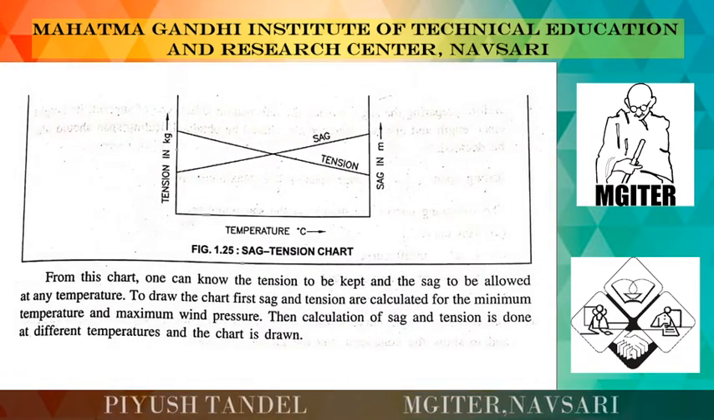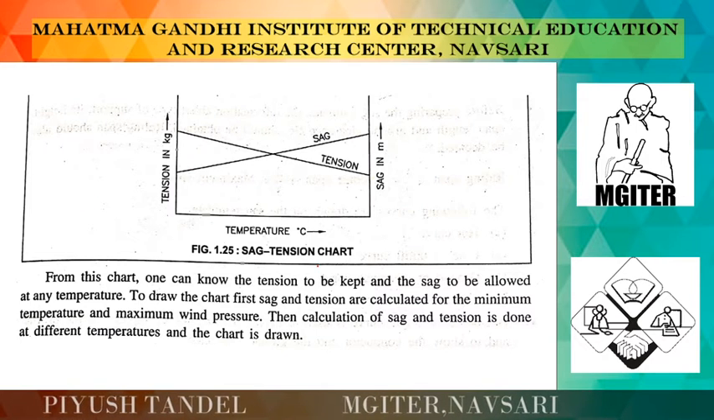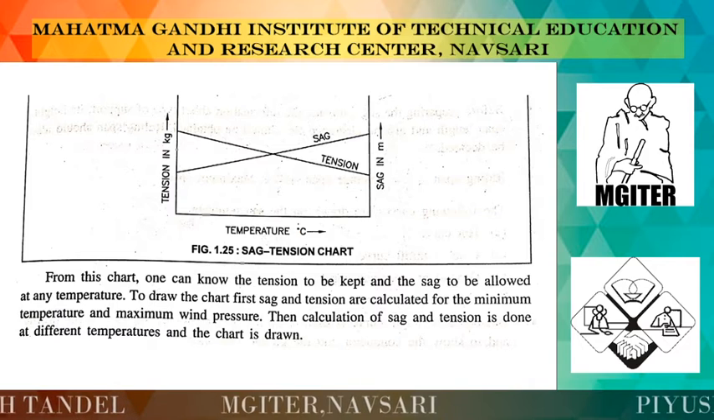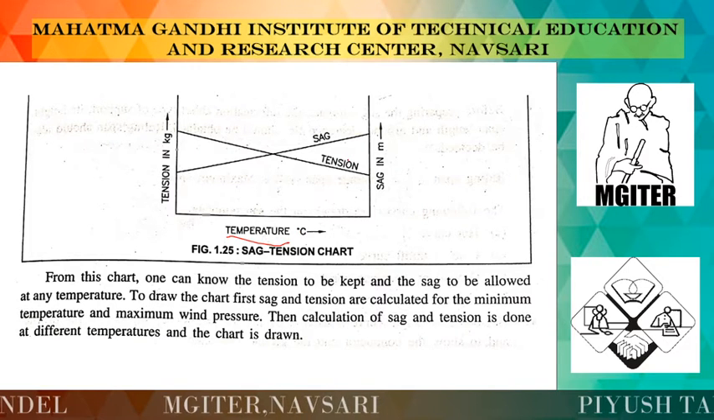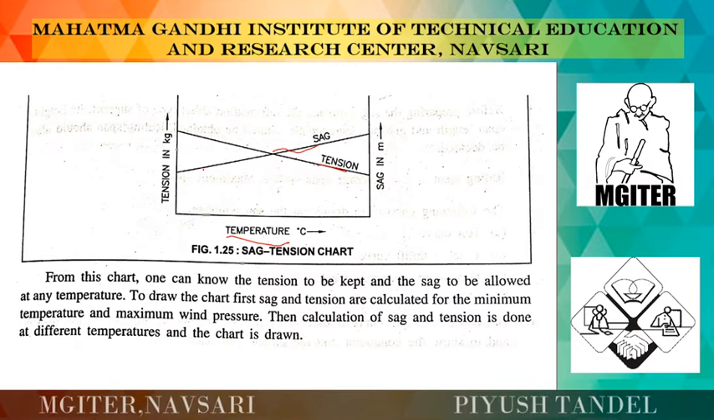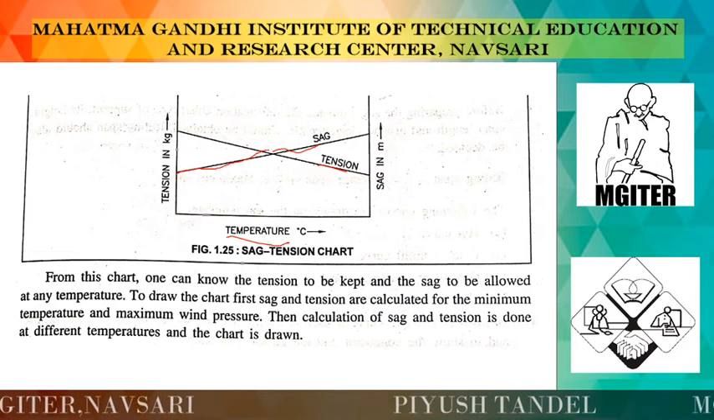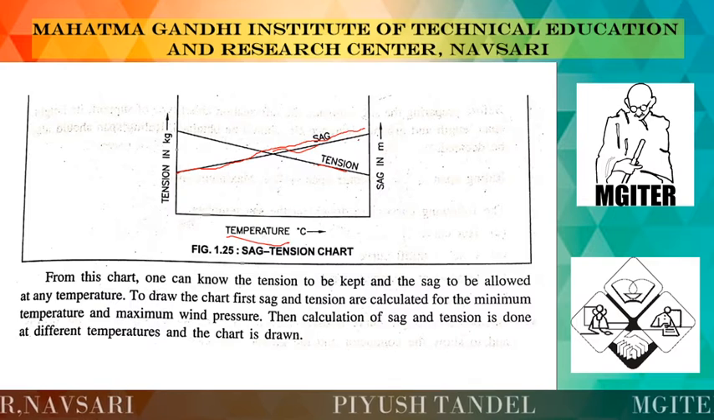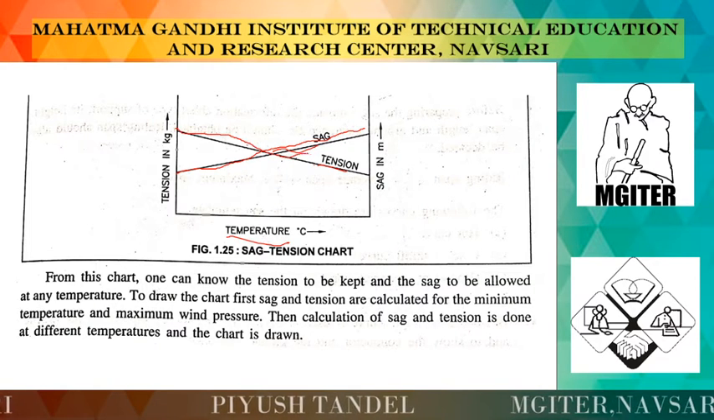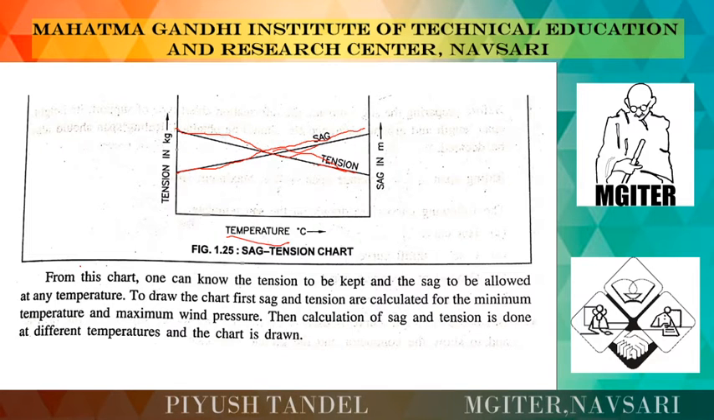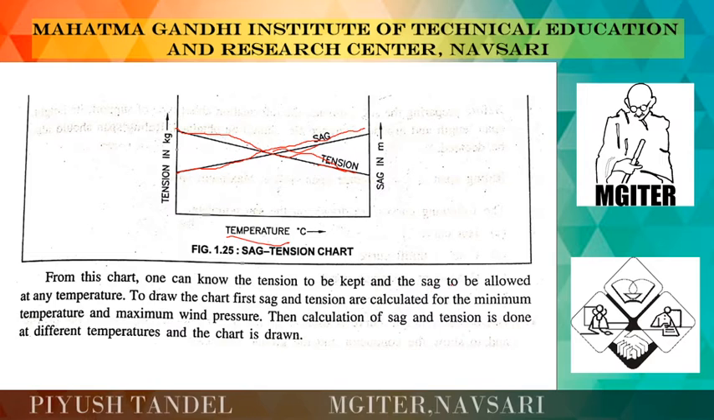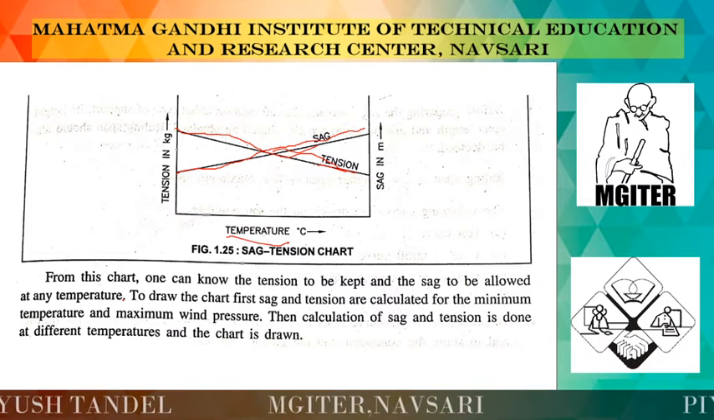This is how the stringing chart, or sag tension chart, looks. Over here we have the tension, and over here the temperature, and this is the tension line, and this is the sag line. As the temperature increases, the sag increases, and as the temperature decreases, the tension increases. So from this chart one can know the tension to be kept and the sag to be allowed at any temperature.